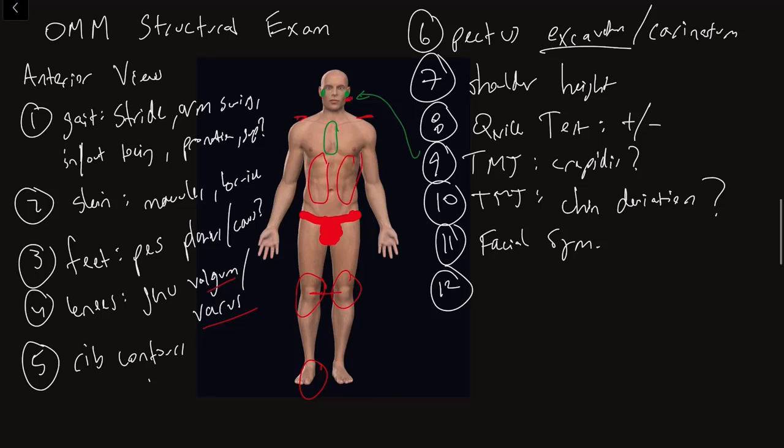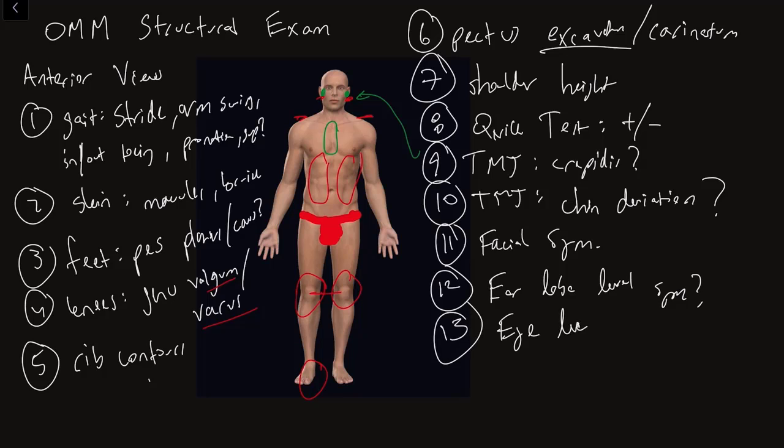Moving up from the face, we're also going to be looking at the earlobe levels, specifically the lower earlobe levels, so earlobe level symmetry. After you've assessed earlobe level symmetry, you also check the eye level symmetry. So is the left or right eye higher than the other?